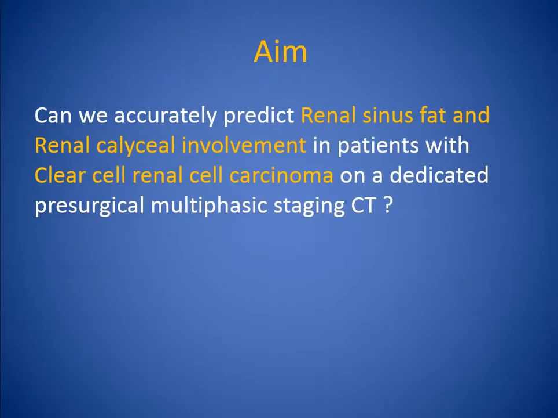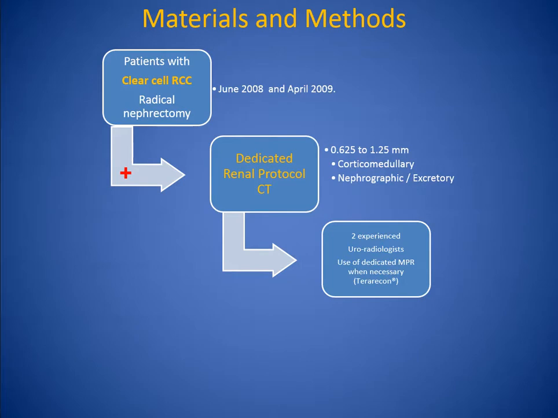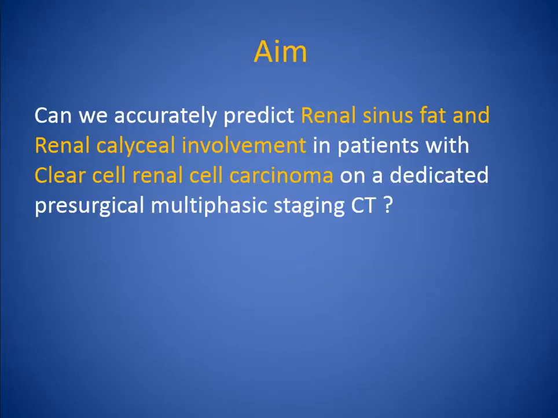So our aim was to see if we could accurately predict renal sinus fat and create some kind of scoring system which might help us predict renal sinus fat and renal calyceal involvement. So we devised a very simple scoring system to test this hypothesis.